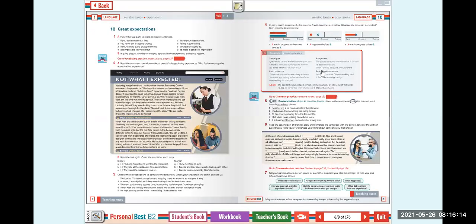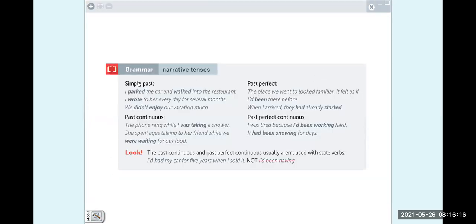Good. Here we have some examples of these tenses. Simple past, past continuous, past perfect, and past perfect continuous, okay? More examples. As you can see in this one, in the first one, I parked the car and I walked into the restaurant. So in this sentence, we are describing one action that happened after another, okay? And the other examples, right?